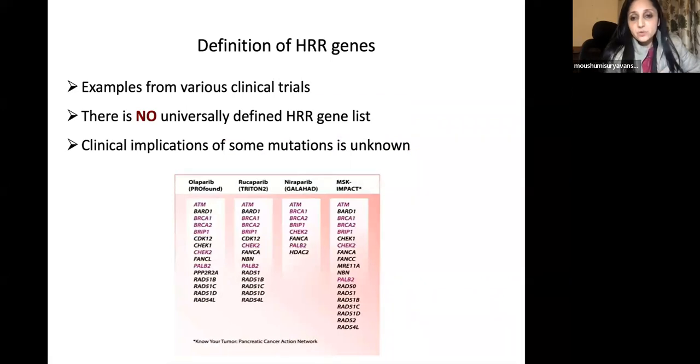But there are certain genes which are common, like your BRCA1, BRCA2, ATM, BRIP1, CHEK2, PALB2. So these are the common ones. But besides these, RAD51B, C, D are also commonly seen, FANCA, CHEK1, and CDK12. So these are also mostly seen in most of the gene lists, but definitely there are no universal gene lists. So if you're planning to have a universal gene list, you should at least have these common genes if you're designing a test of this sort.